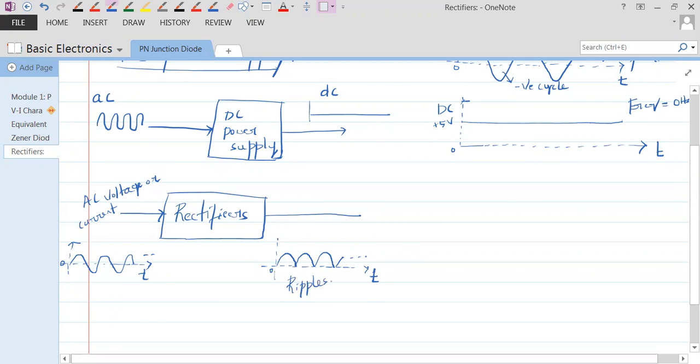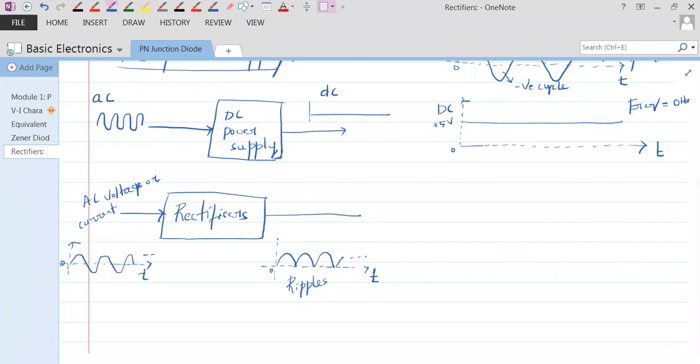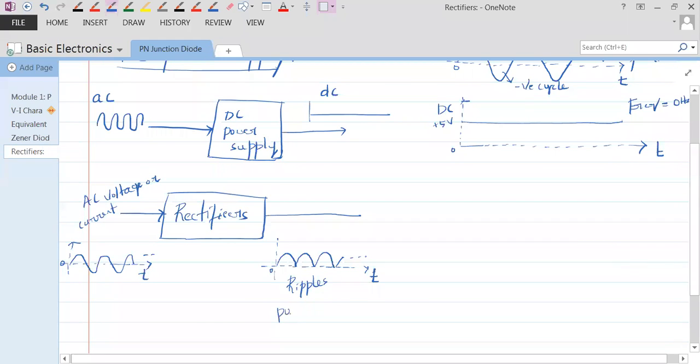Okay, and that's why the output of the rectifier is this. We are expecting this from the DC power supply, but the output of rectifier is giving me this. Because of the presence of ripples, we call it pulsating DC. It is not pure DC. I want DC like this. I want this.